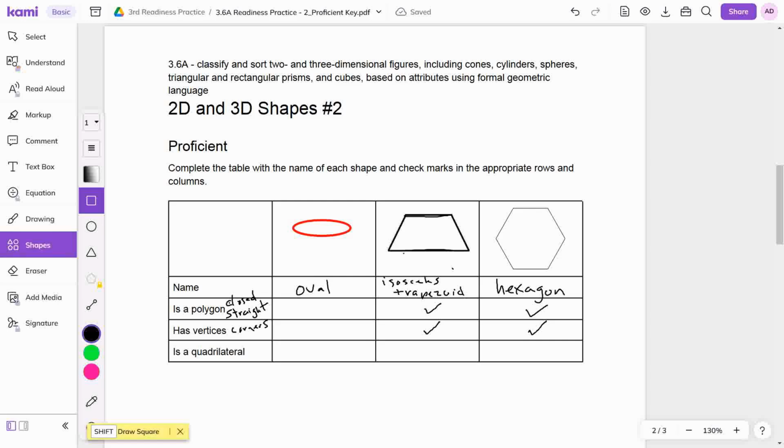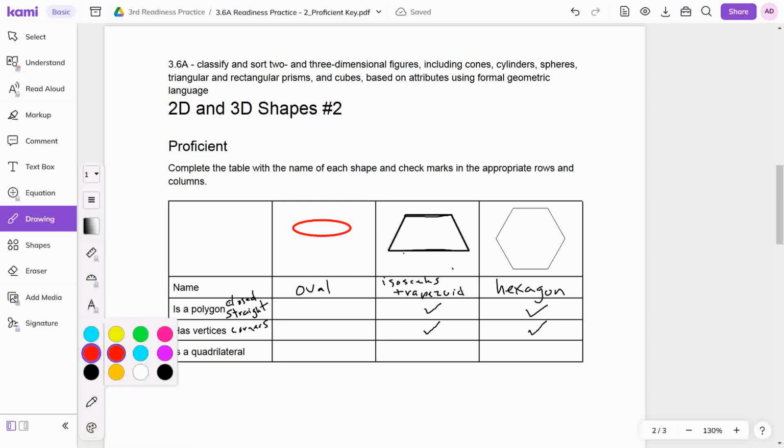So my vertices are going to be 1, 2, 3, 4. Those are my vertices. I get 1, 2, 3, 4, 5, 6. When we're dealing with polygons, the number of vertices matches the number of sides.